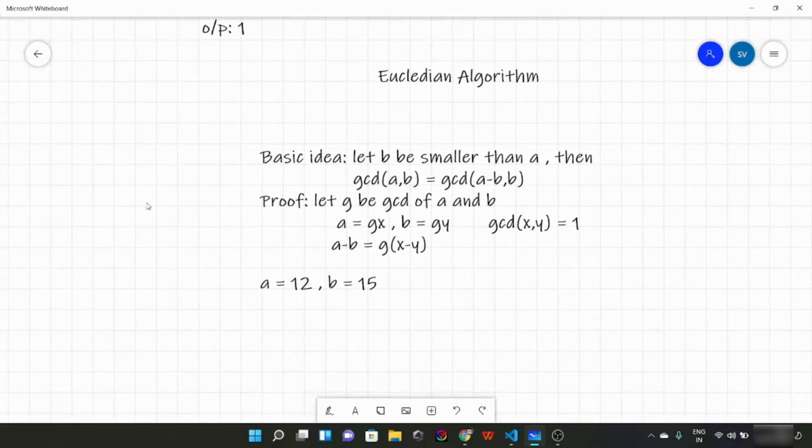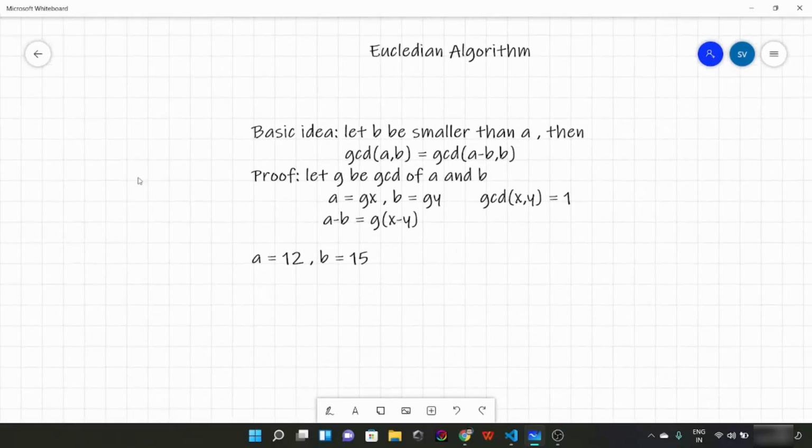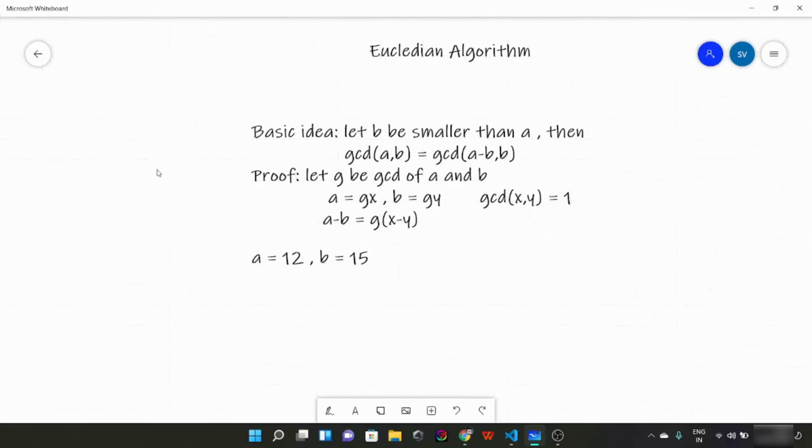Now the question arises, how do we compute this through programming? So let's talk about algorithm which we use. So the algorithm which we use here is Euclidean algorithm. Alright. So the basic idea of this algorithm is, suppose we have two numbers A and B, and B is smaller than A. Then we can say that GCD is short form of greatest common divisor. Okay. So GCD of A and B is going to be equal to GCD of A minus B and B.